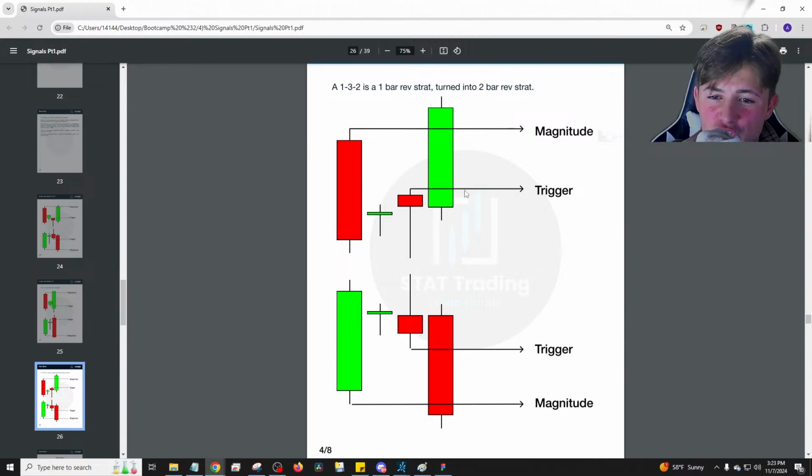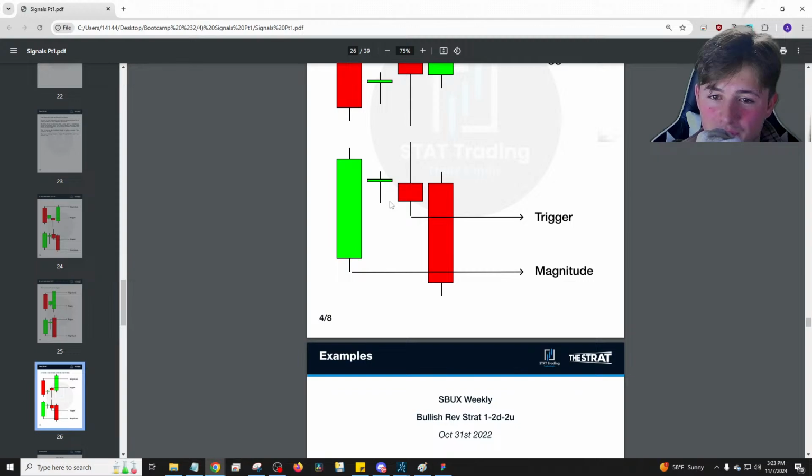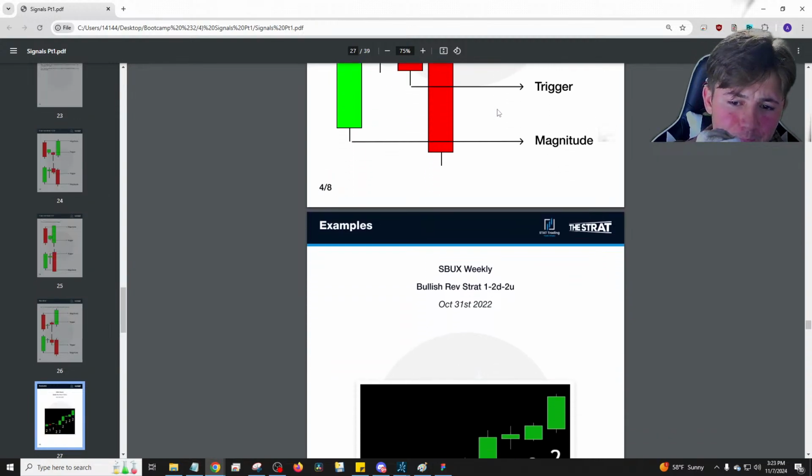And then the 3-2, this is a reversal where you get a hammer plus the 2-bar rev strat. And then they go to magnitude. And these are the most powerful ones because they bought it up, sold it down, bought it up again, and then kept going. And vice versa on the downside. The 1, they sold it down, bought it up, sold it down again, and then kept going. And it's a very, very aggressive pattern.